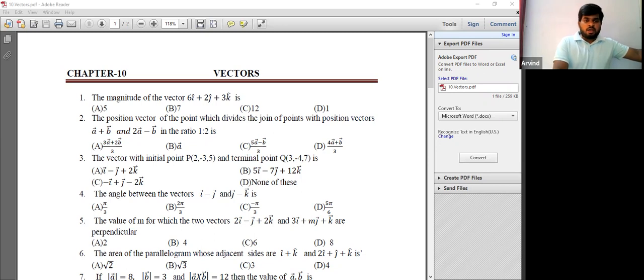Okay. The position vector of the point which divides the join of the points with position vectors a plus b and 2a minus b. Instead of saying vector a, I'll shortcut it for timing. Actually, we have to say it as vector a itself. I'll just tell it as a plus b, but it should actually be vector a plus vector b. So a plus b and 2a minus b in the ratio 1:2.